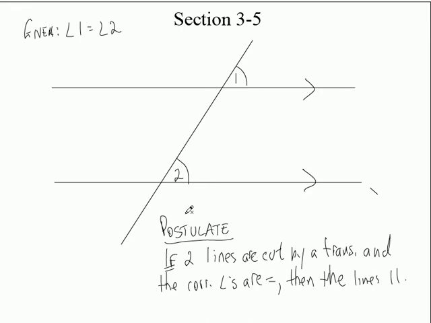So this postulate says if you have two lines and it's cut by a transversal and you look at it and you see that the corresponding angles are equal to each other, we have that situation right here, don't we? Then what can you conclude? Then you can conclude that the lines are parallel.